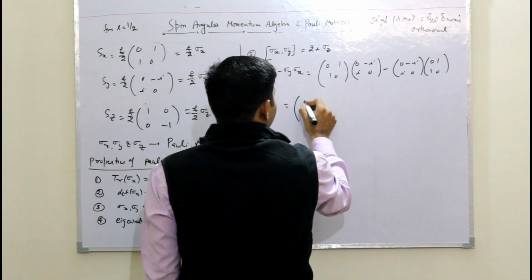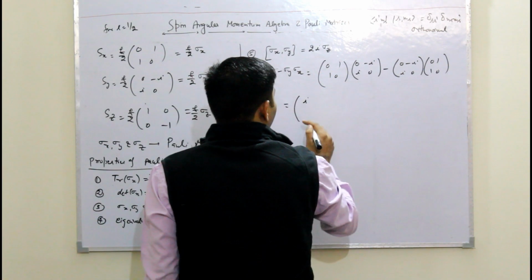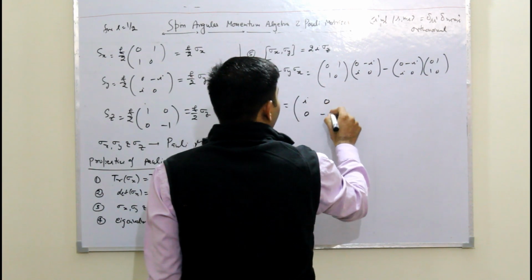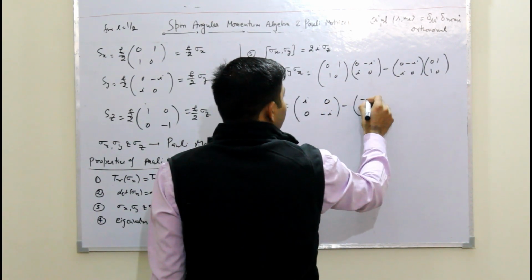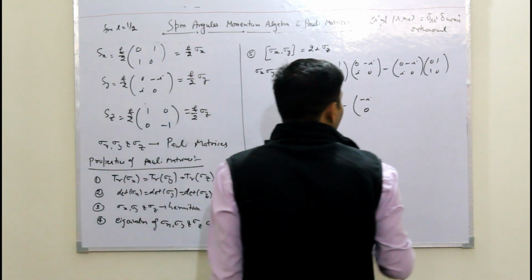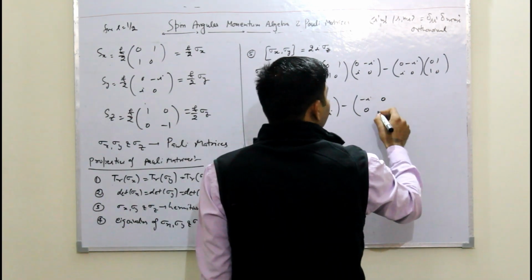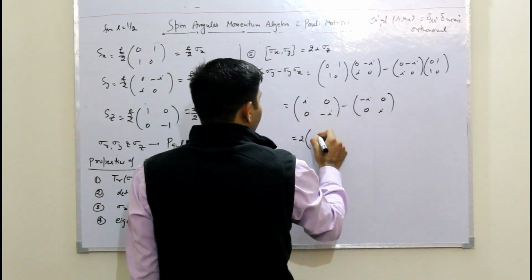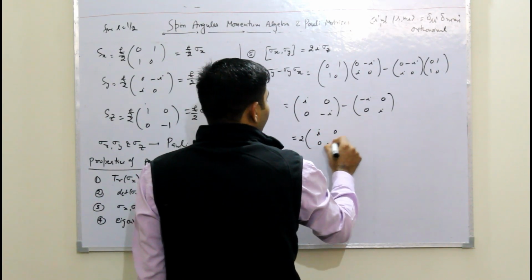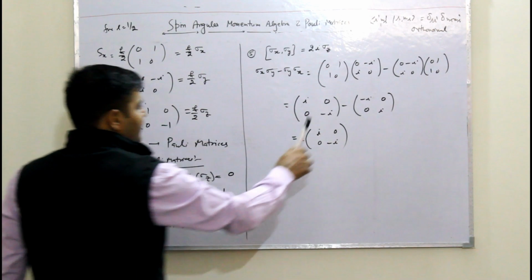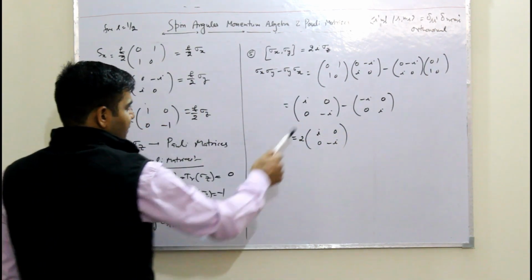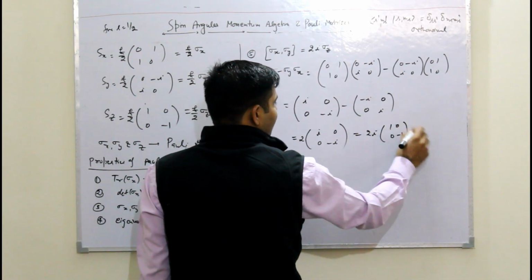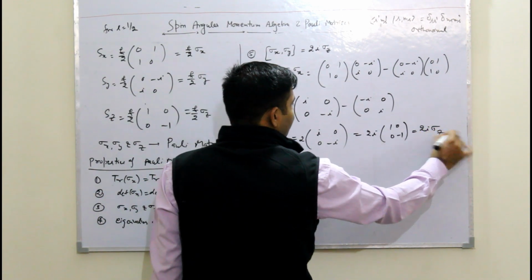We get 0, iota, 0 and 1 into iota is iota, this is 0, this is again 0, this is minus iota, this is minus iota, this is 0, and this one is 0 again, and this one is iota. So with the minus sign, if we take it inside, this will become twice of iota 0, 0, iota, minus iota. Because the minus sign will make it plus iota, and it will be minus iota, which is exactly the same. So this is equal to 2 times iota 1, 0, 0, minus 1, which is nothing but sigma z. So 2 iota sigma z.